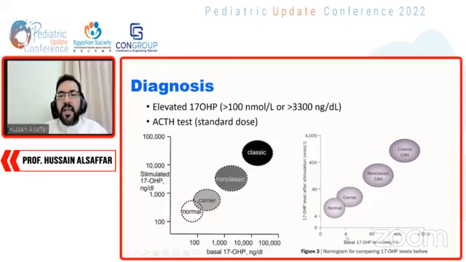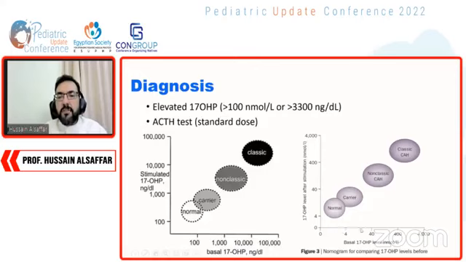So if the level of 17-hydroxyprogesterone is more than 100 nanomole, that would usually be straightforward, thinking that it is a CAH, or if you take nanogram per deciliter, it's usually more than 3,300. So basically, we take the basal one, and we take the stimulated 17-hydroxyprogesterone. So the patient will have a Synacthen test. Basically, we give ACTH, synthetic ACTH, and then we measure the stimulated 17-hydroxyprogesterone.